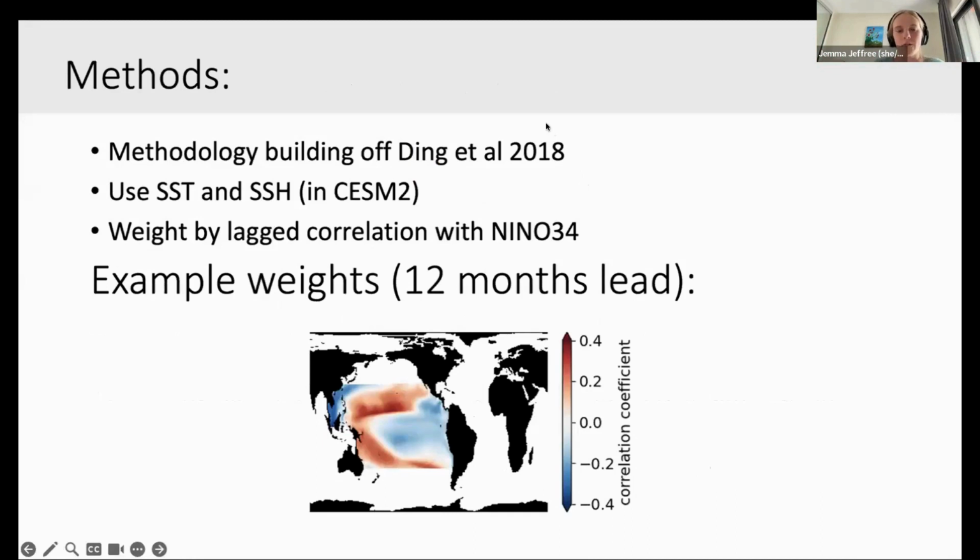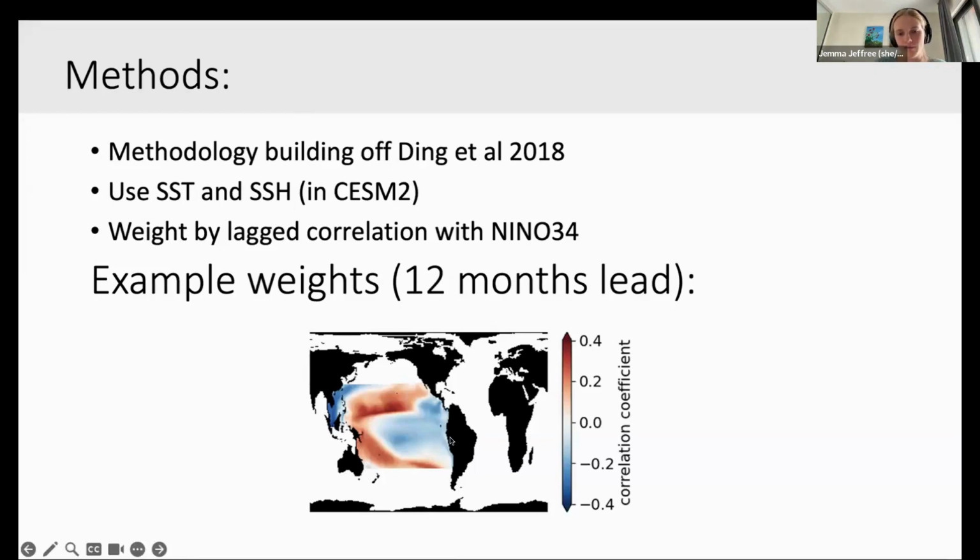So I'm building off the paper that initially showed you could use these things for ENSO. And then I'm picking analogs using sea surface temperature and sea surface height in CESM2 for the moment, but there's a couple of ACCESS plots coming later. And then I'm weighting that sea surface temperature and sea surface height by the lagged correlation with Niño 3.4, because that's what I'm trying to predict.